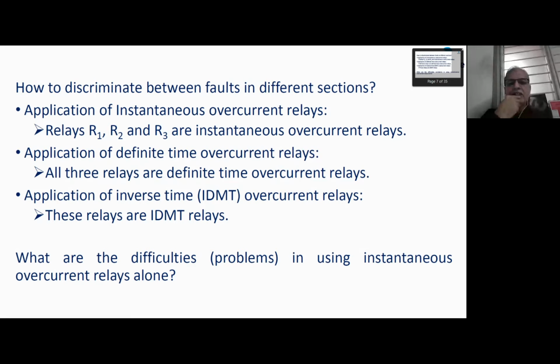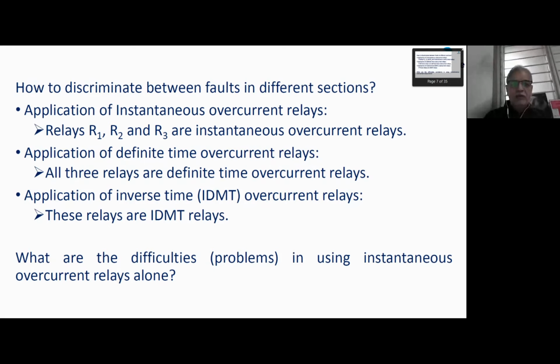Another principle is the use of definite time overcurrent relays. That is, there is not only current setting but time setting also. Pickup setting. If the current exceeds certain pickup value, the relay will start operating and it will really operate after the end of the set time. But that time is definite. That is, irrespective of the value of the current, the time of operation is constant.